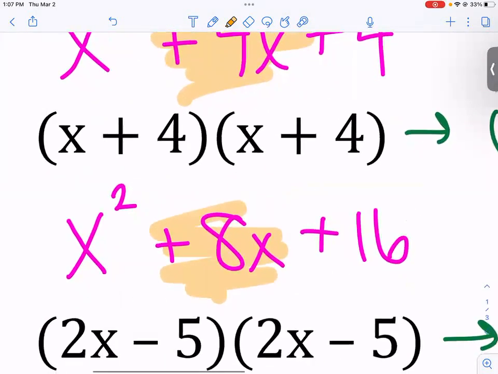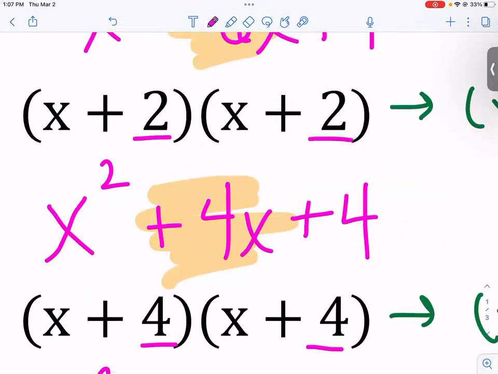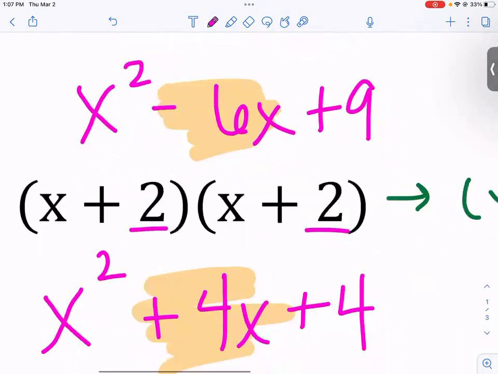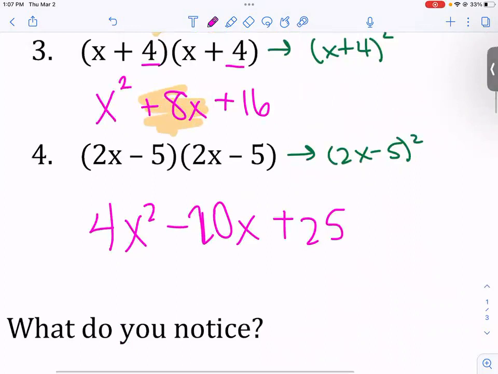What is half of 8? 4. Interesting. What is half of 4? Interesting. What's half of 6? 3. Interesting. No, 6 doesn't. Okay. Now what about this one? Half of 20 is 10, but I don't see that. Oh, so these are 10 right here? Interesting, isn't it? Okay.